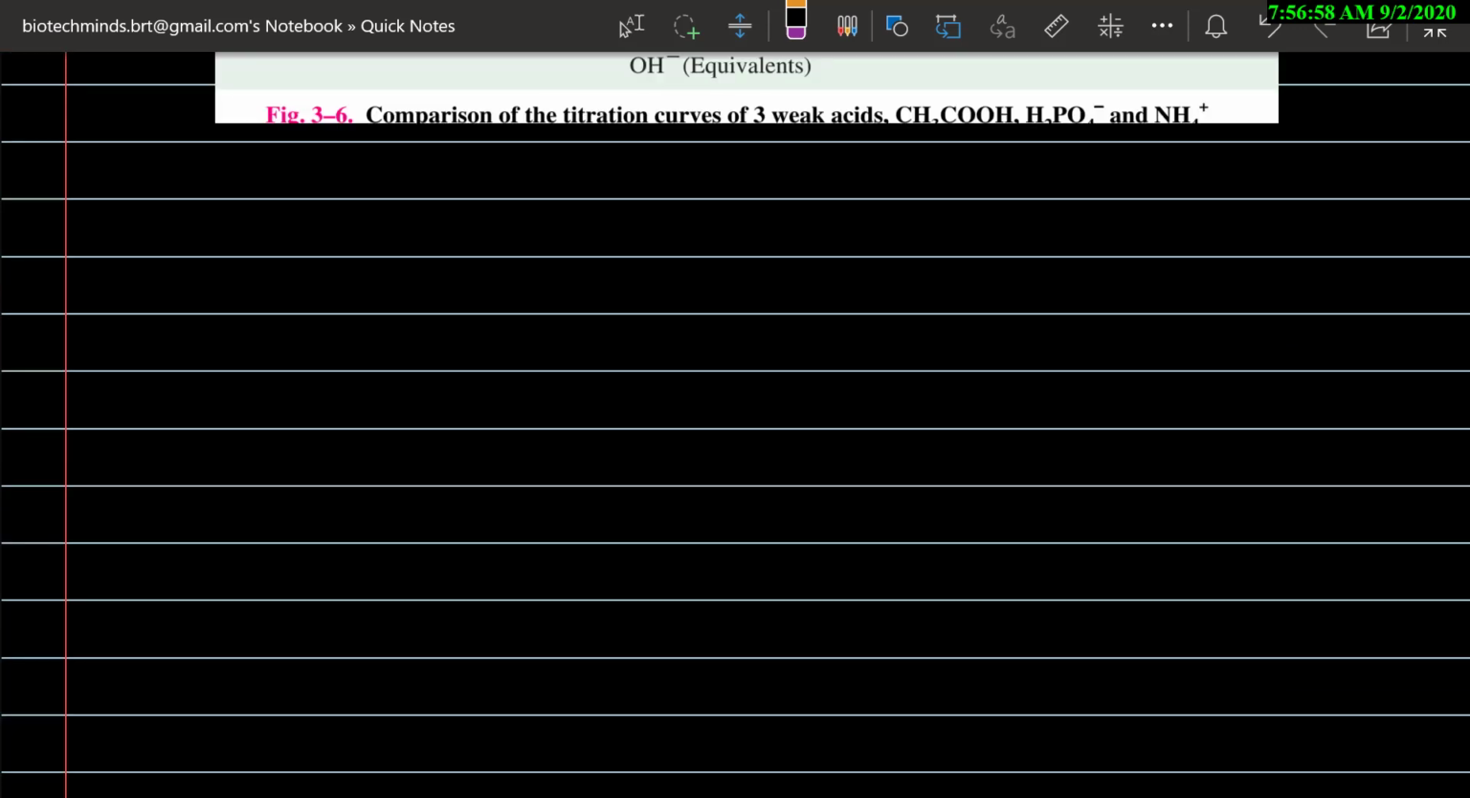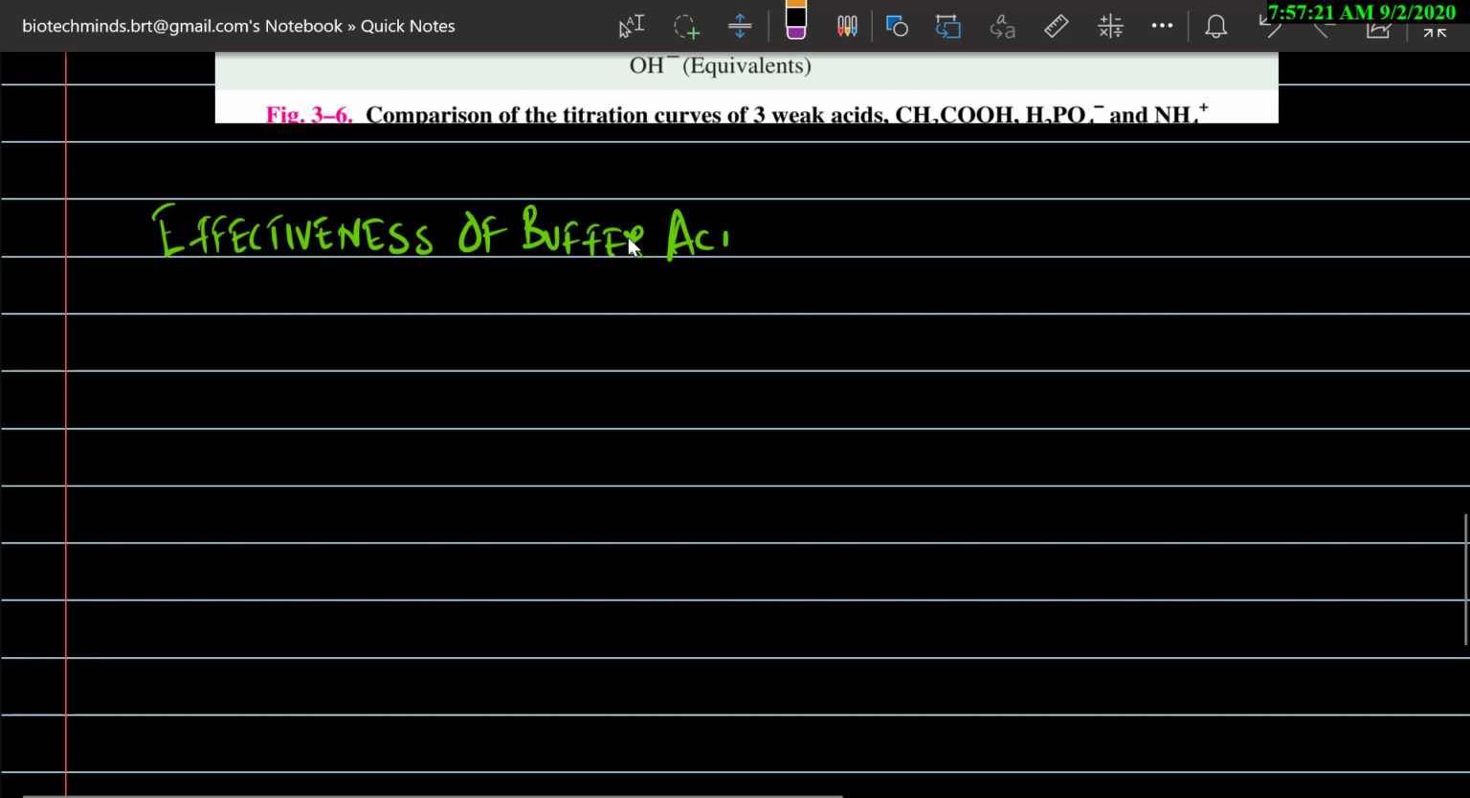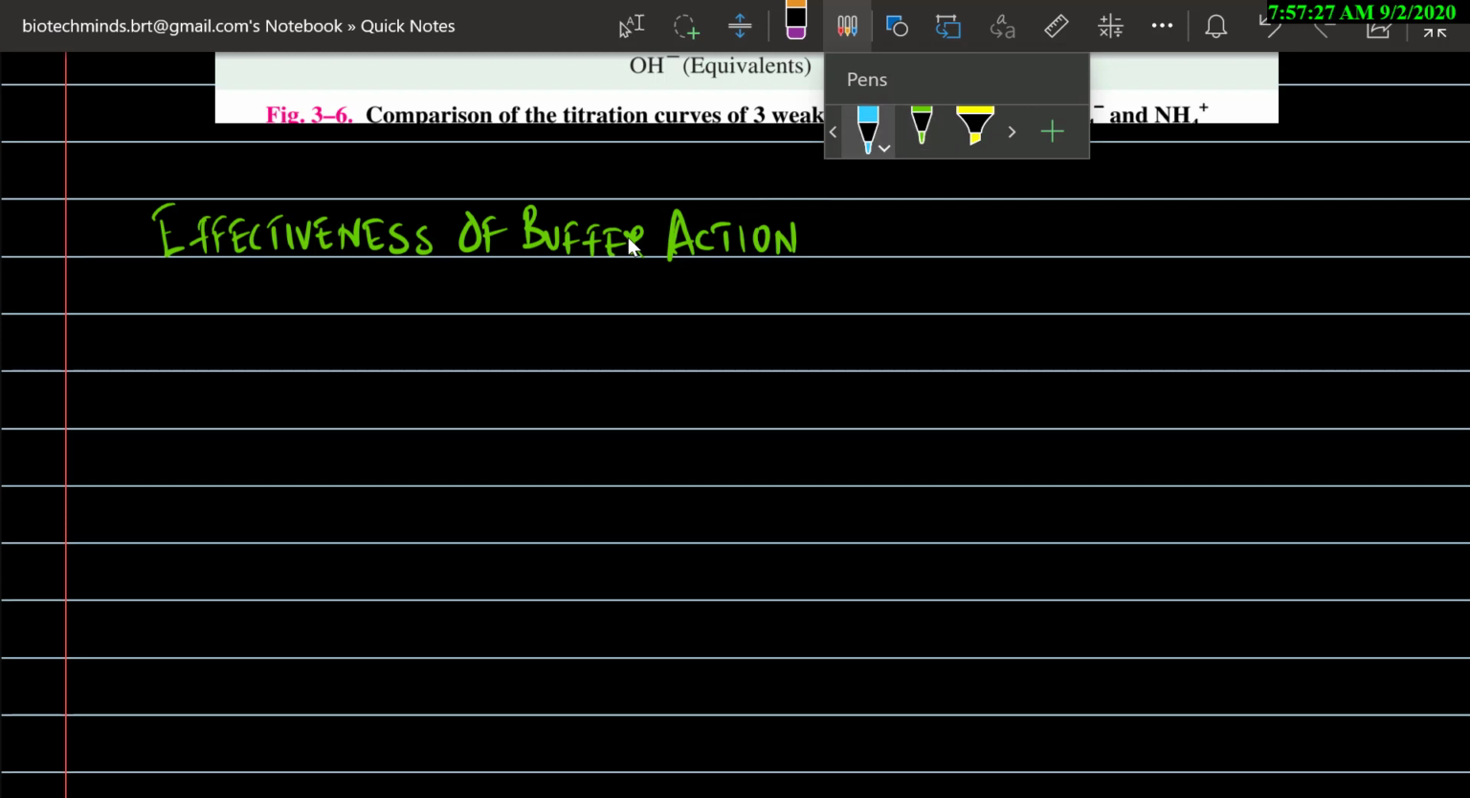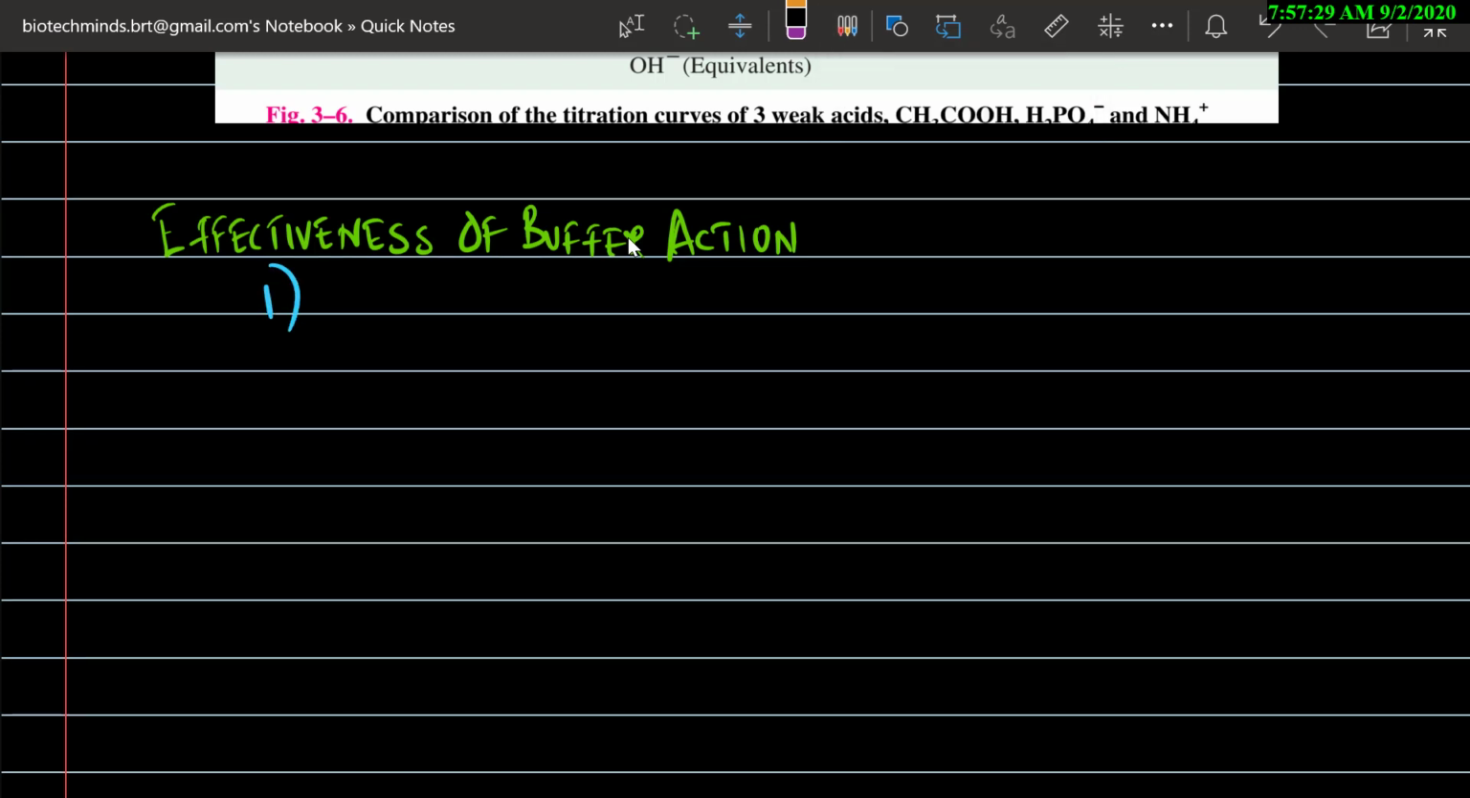Now considering the buffer action, there are two factors that determine the effectiveness or capacity of a buffer solution. If you consider the effectiveness of buffer action, there are two factors involved. What is the first factor? The first factor is molar concentration. Molar concentration of what? Molar concentration of buffer components.